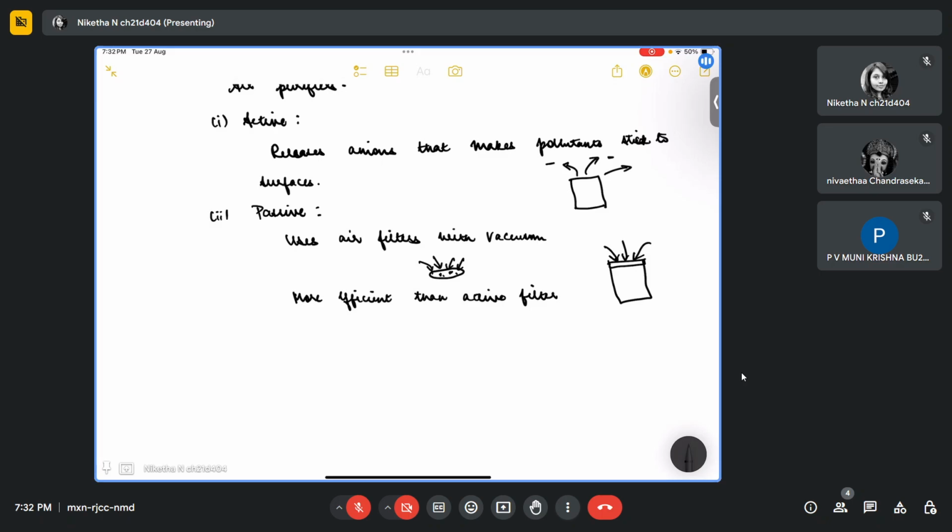So active filters are ineffective when you have low concentration of pollutants, whereas passive filters are useful even at low concentration as well as high concentration both. So that is why they are more efficient. And an example of a passive filter is HEPA, or high efficiency particulate air.